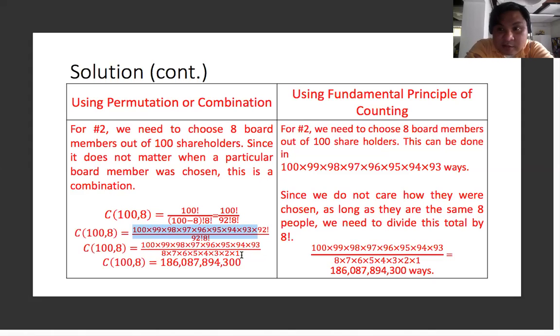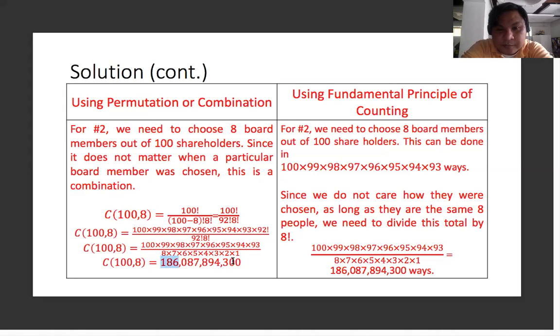I did not write down the cancellations for each one, but of course, you may write down how they cancel each other out. So after I canceled some stuff here, eventually I computed that to be 186 billion with a B, 87,894,300. So that is the number of ways you can choose 8 board members out of 100 shareholders.